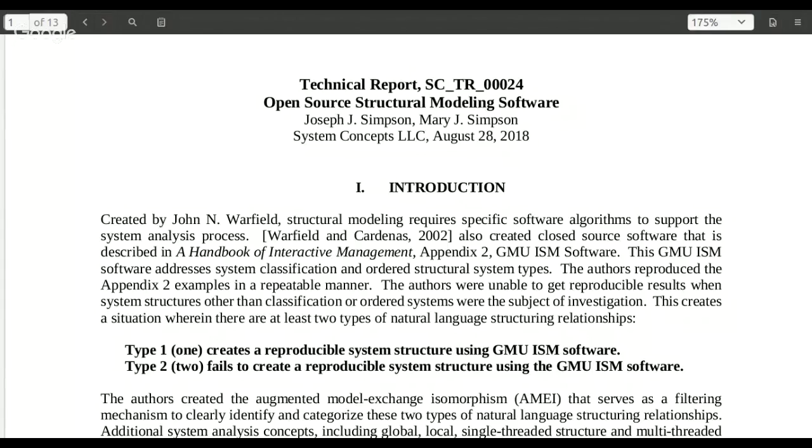Well, welcome to the September 1st, 2018 Structural Modeling video conference. Today we're going to be talking a little bit about the background and context of open source structural modeling software. There's a technical report 24, which is out on our ResearchGate site. All our technical reports are out there.